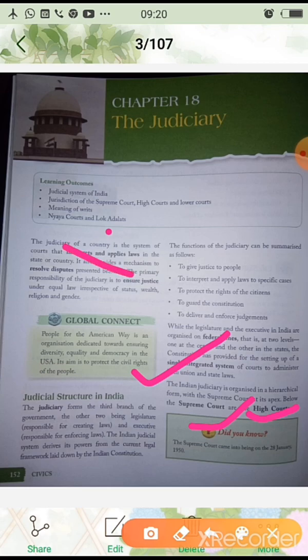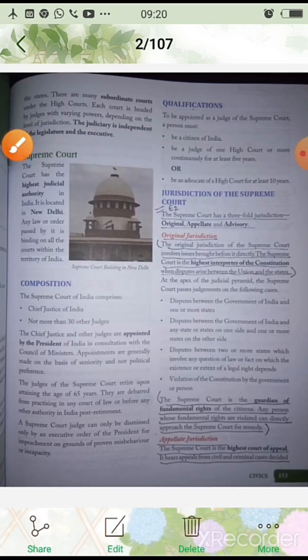Then after that, what comes? Below the High Court there are many subordinate courts under the High Courts, and each court is headed by judges with varying powers. That is, the judges there have their own powers depending on the level of jurisdiction. So the judiciary is independent of the legislature and the executive. This you have to keep in mind.